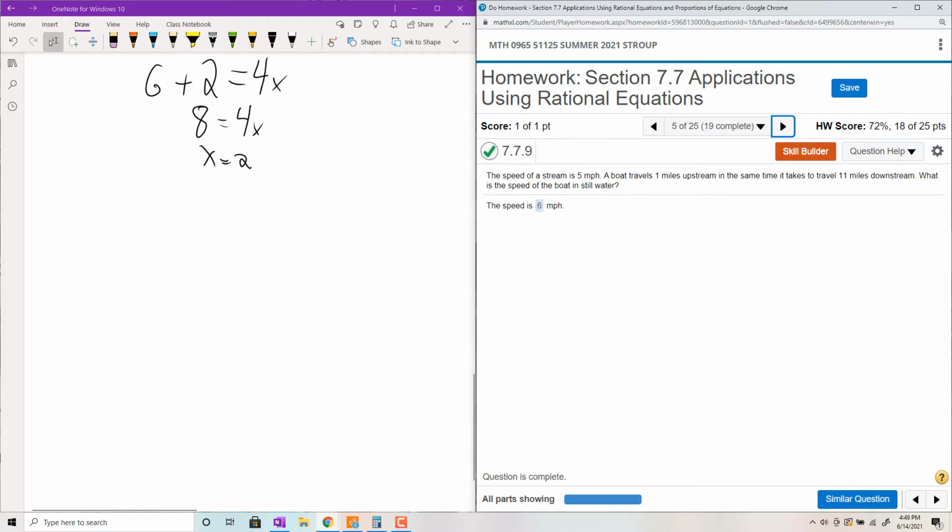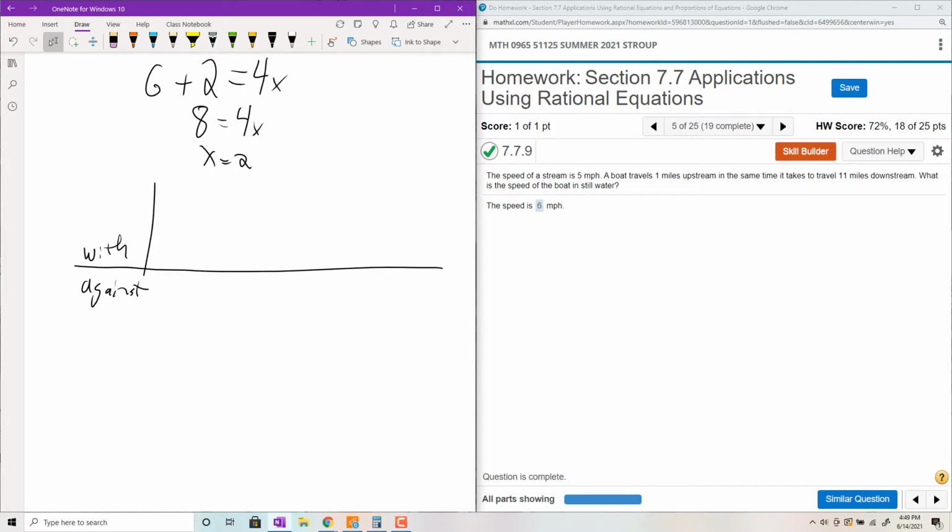This one was a little weird in the setup. Again, it's a boat going upstream and downstream, but it doesn't tell you which one is going with the current and which one's going against the current. You don't really know. You just kind of have to logically deduce which is which. Okay, so I'll just set it up for you. I won't do the whole thing. So we're traveling 1 mile, and we don't know which is which, right? But think about it, right?